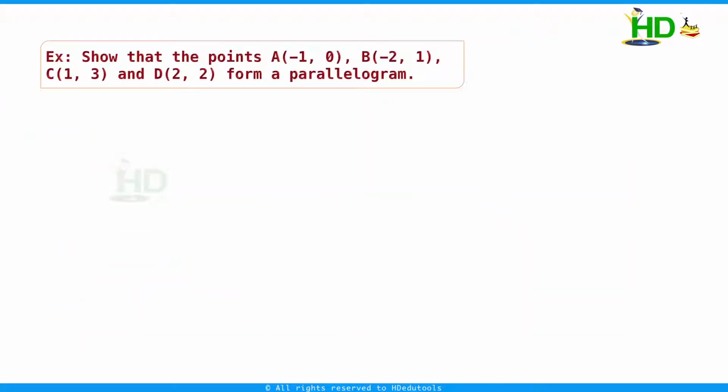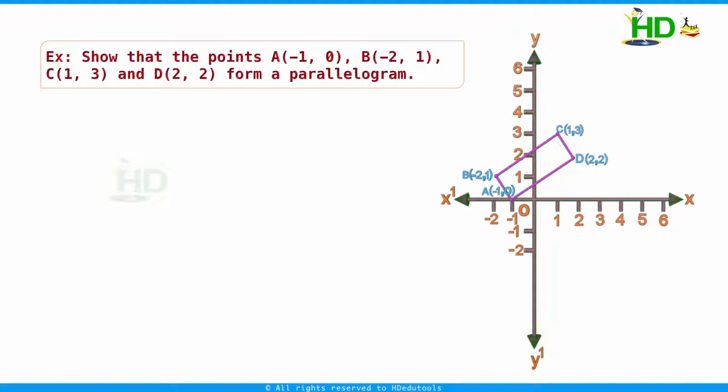We take another problem. Show that the points A(-1,0), B(-2,1), C(1,3) and D(2,2) form a parallelogram. We have to show that these 4 points form a parallelogram. Suppose we consider ABCD is a parallelogram. These two sides are parallel and these two sides are parallel, and AB equals CD and BC equals DA.